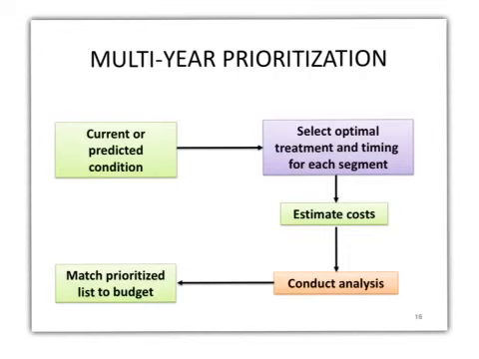So either measured or predicted, this is going to help us select an optimal treatment and timing for each one of these segments. After we pick the treatment, we need to estimate its cost, and once we know the cost and the type of treatment, we will be conducting several analyses. The major one is the cost to benefit ratio analysis, and therefore we will be able to match a prioritized list of treatments to the available budget.